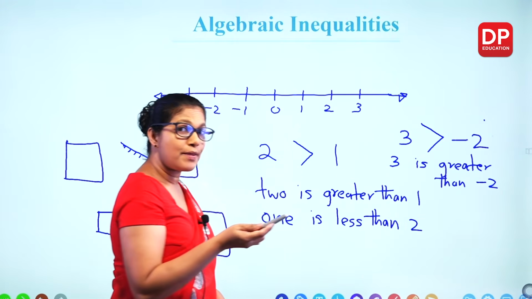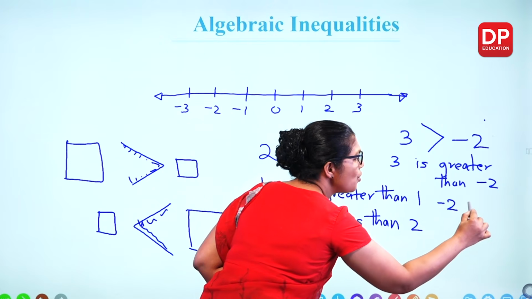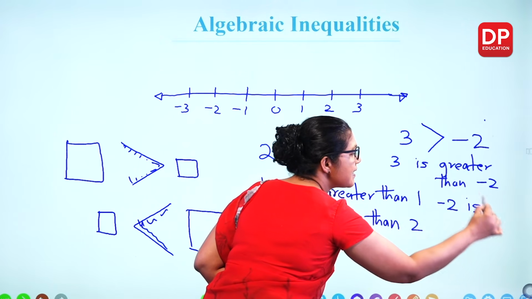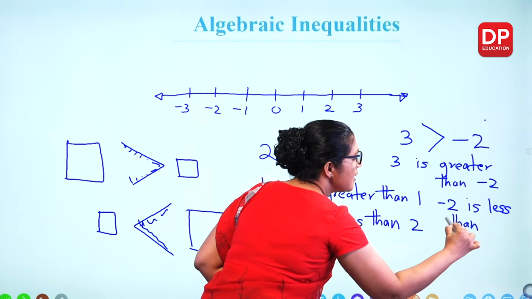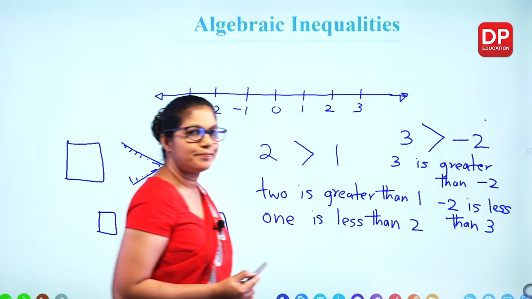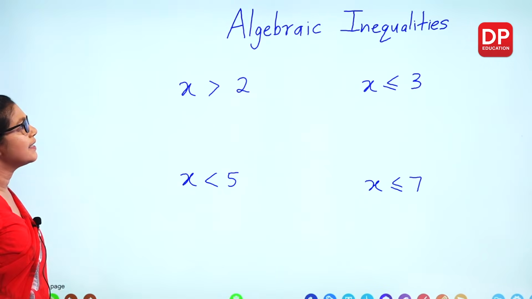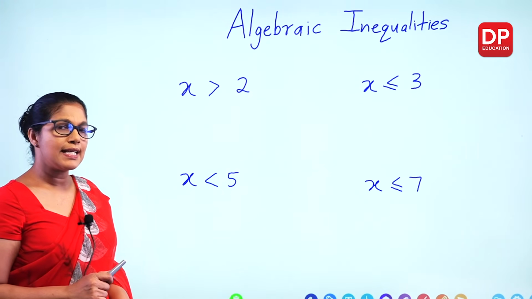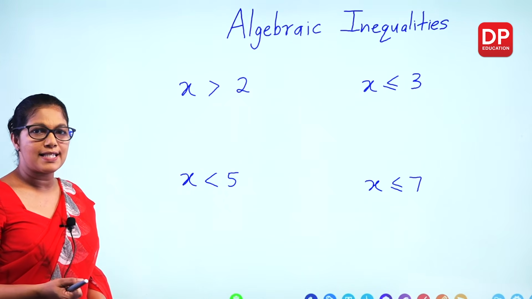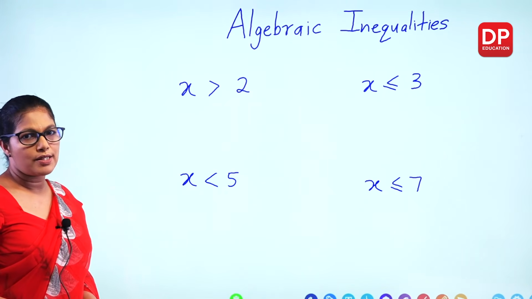If you are starting from the other side, how will you write? We can say minus 2 is less than 3. Now we'll take algebraic inequalities. So what are algebraic inequalities? When we have letters with this symbol, we say algebraic inequalities.